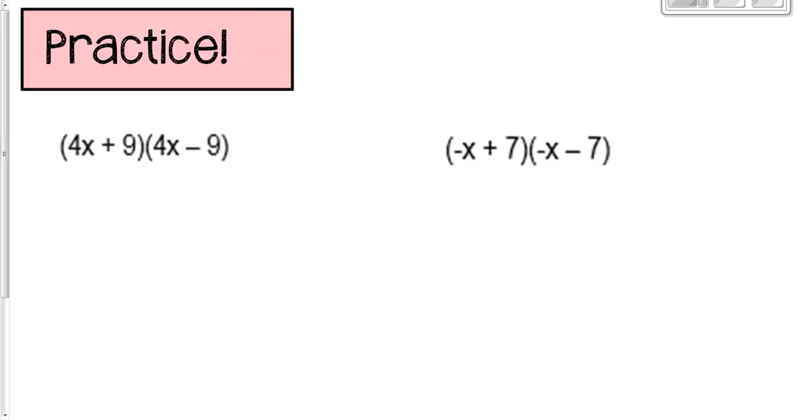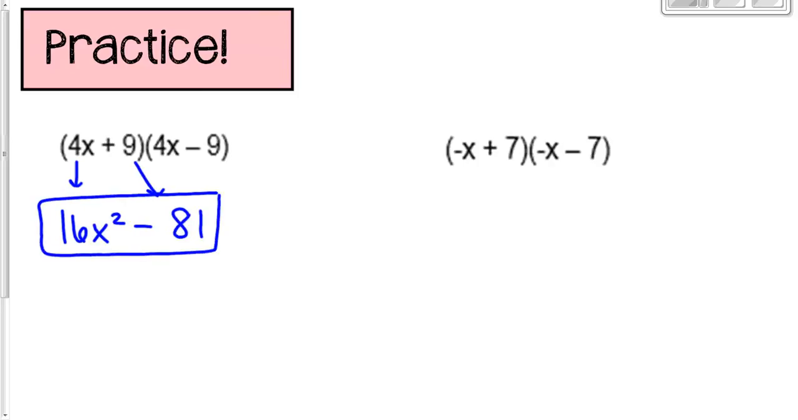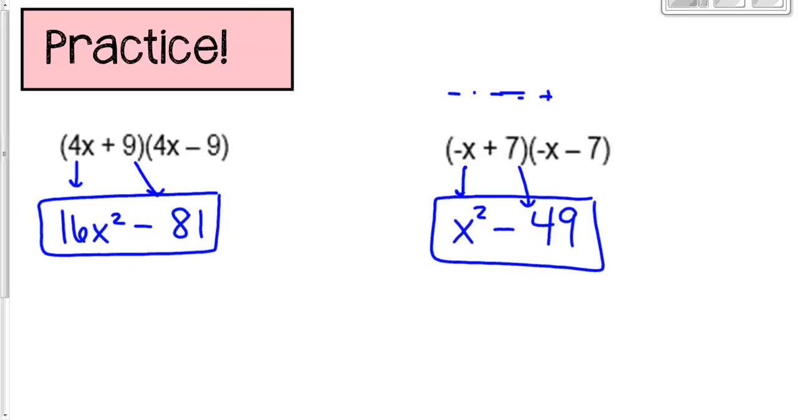Okay, so I'm going to square the first thing, so 16x squared. Square the second thing, 81. Put a minus. Last one, square the first thing. Now this one might be kind of weird to you because it's a negative, but remember, a negative times a negative is going to be a positive. So I've got x squared, square the second one, 49, with a subtraction. And those are your two answers.